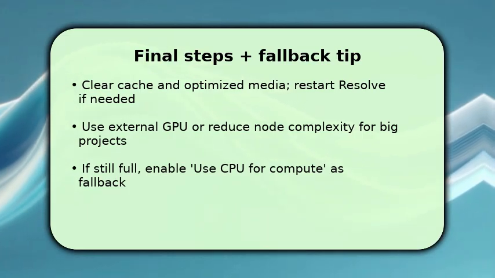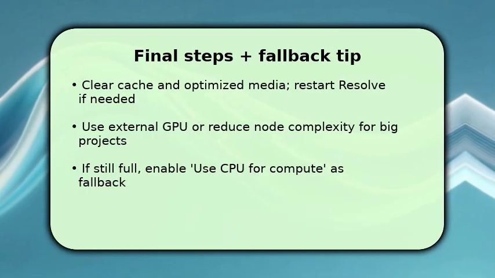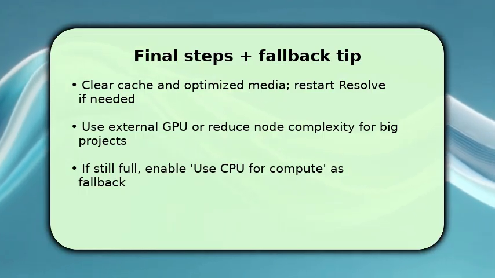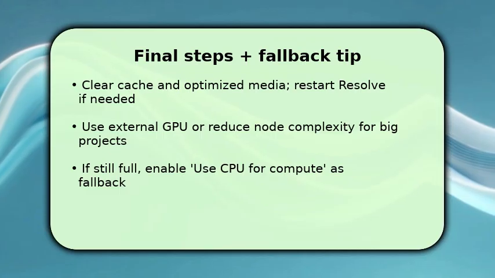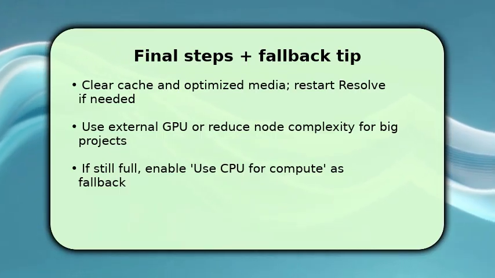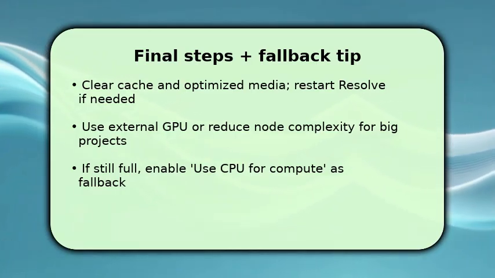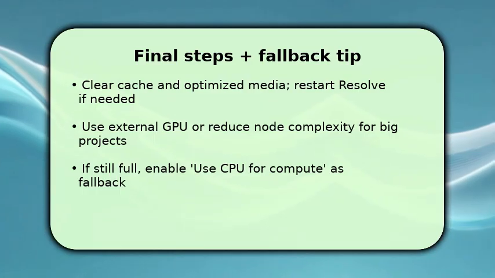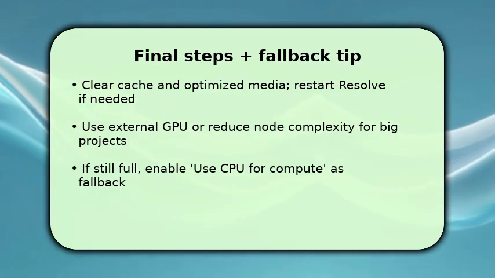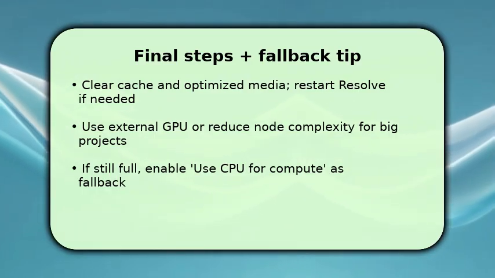If your project is still heavy, consider offloading work. Export heavy nodes as intermediate clips, simplify node trees, or use an external GPU for added VRAM. If those options are unavailable and problems persist, make sure to toggle preferences to use CPU for certain compute tasks as a fallback, which trades speed for stability but gets you back to editing.